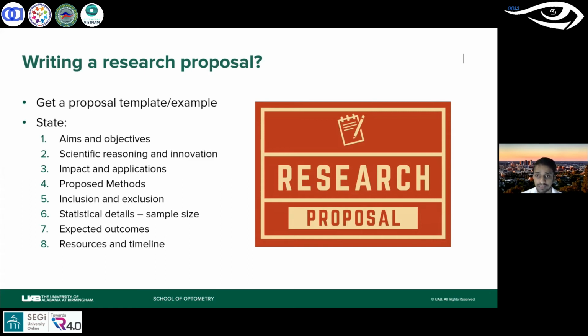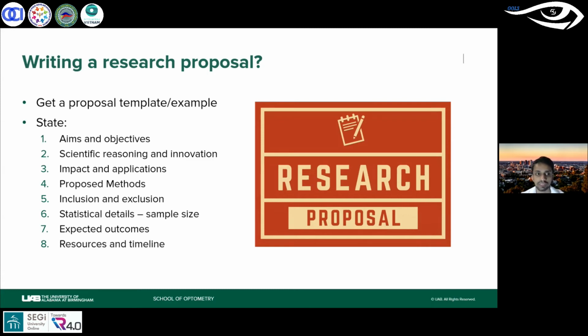The next one is expected outcomes. What do you think the outcome will be? You might be wrong. That's why we're doing the research. We don't know the outcome, but what do you expect your outcome to be? And the resources and timelines. These are generally some of the ideas that will be in your research proposal.